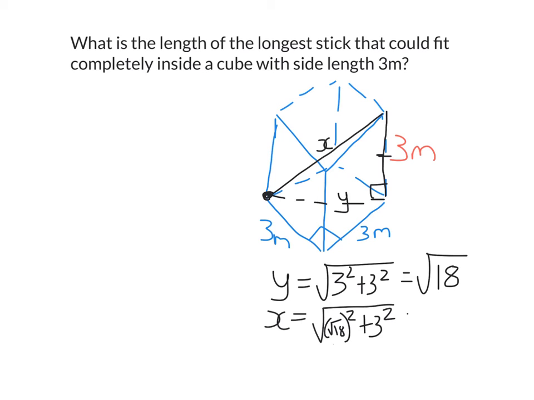So x is going to be the square root of 18 plus 9. So x is going to be the square root of 27. The square root of 27 gives you the exact length. And if I want the rounded one, I'll just round it to 2 decimal places. Just put that on your calculator. You get about 5.20, to 2 decimal places. So the longest stick that could fit completely inside a cube with side length 3 meters is about 5.2 meters. And I found that using Pythagoras.